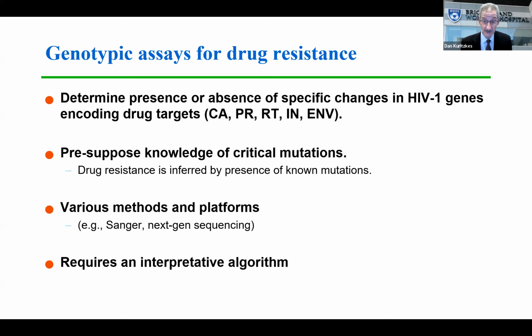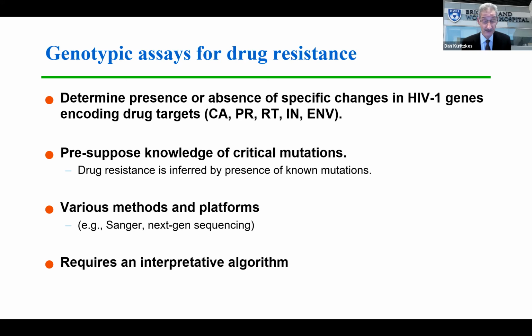But because HIV is so variable, we can't simply take the presence of a nucleotide or amino acid substitution compared to some consensus sequence as evidence of resistance. The interpretation of a genotype presupposes knowledge of which are the critical mutations that actually confer resistance. And so we're really inferring drug resistance by the presence of these known mutations.